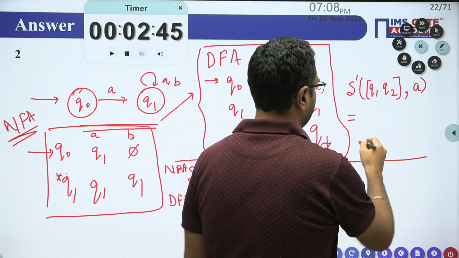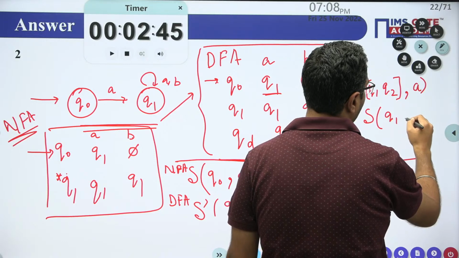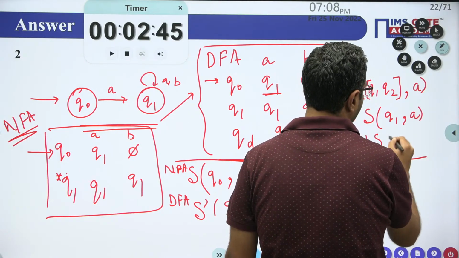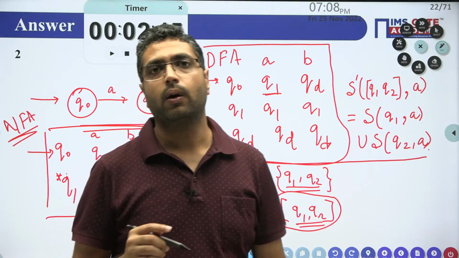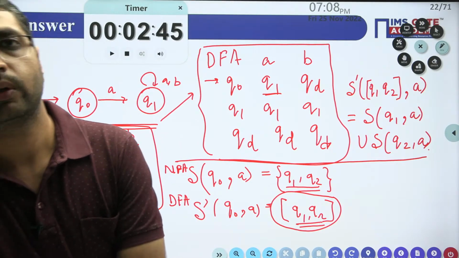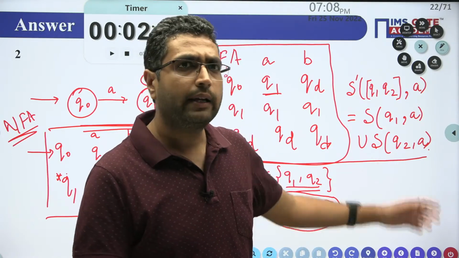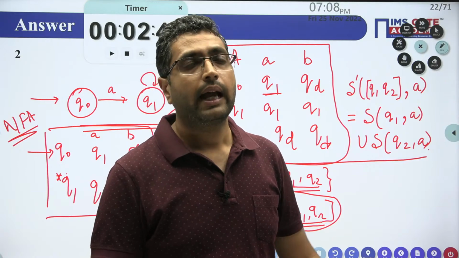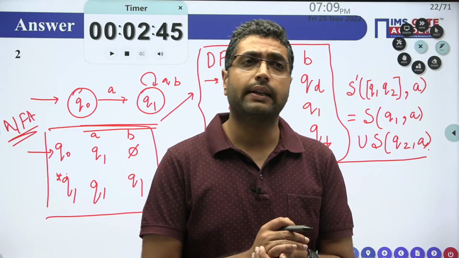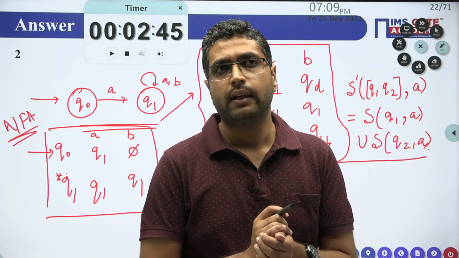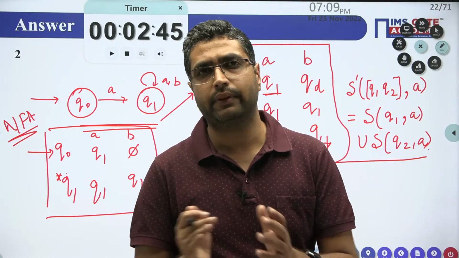I'll write it out and then I'll check your answer too. It will be delta of Q1 comma A union delta of Q2 comma A, right? And this is how you are going to do it for all of them. You are perfectly right, Abhilash, and yes, Gagan, you are also right. You have to do this procedure for all the states, and mind that you are only going to do this operation for the states which are reachable. For unreachable states, you are not going to do this. So I think this is all about subset construction, and any example of conversion of NFA to DFA, you can solve it.